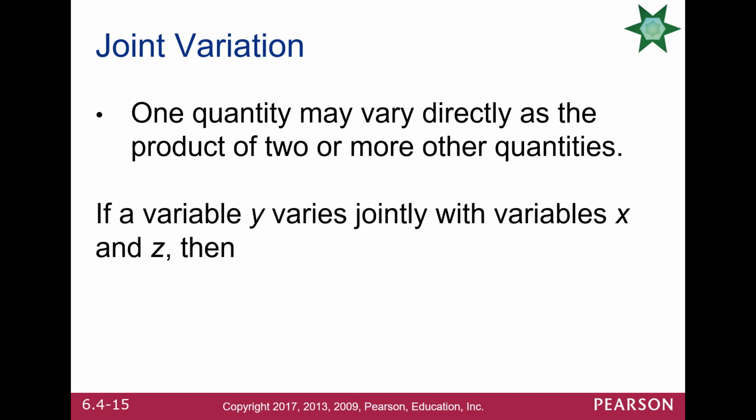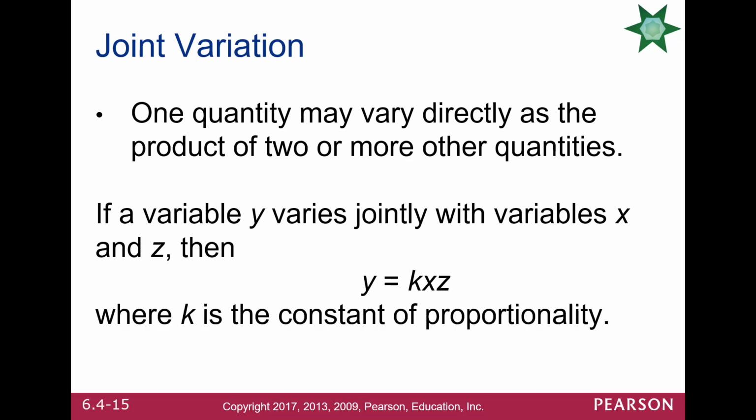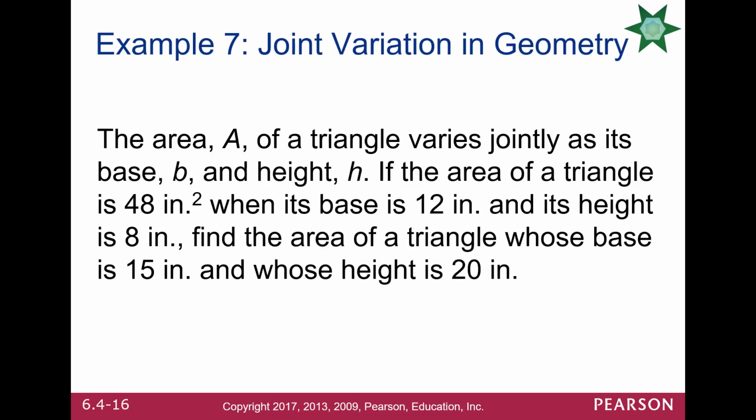The third one is joint variation. Joint variation means you've got a variable that's varying directly as a product of 2 or more other things. In other words, there's 2 variables playing a role. For example, I might say y equals 2 times x times z, or y equals k times x times z. And k, again, is our constant of proportionality.